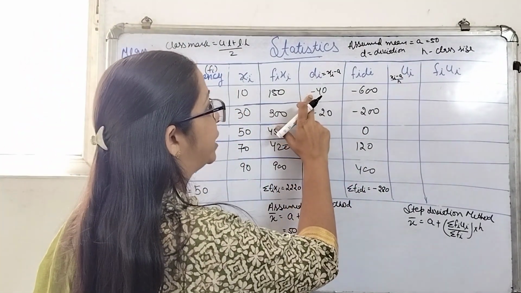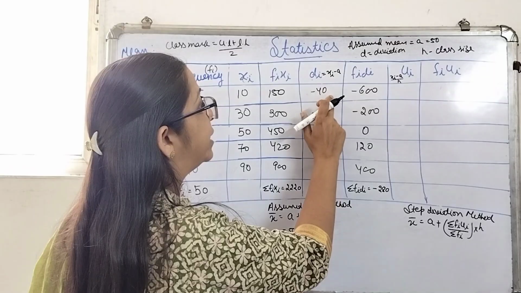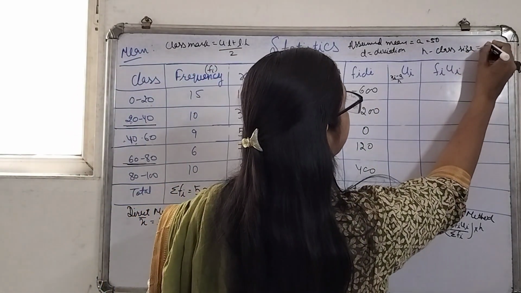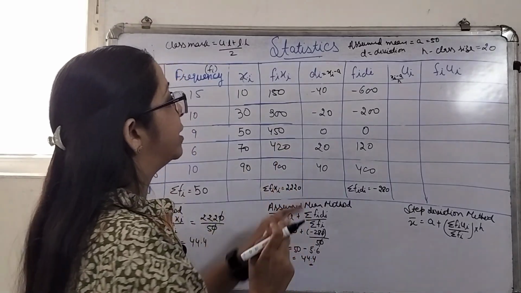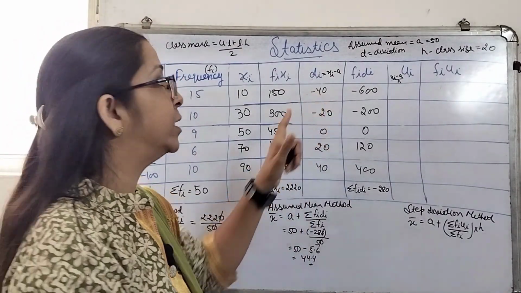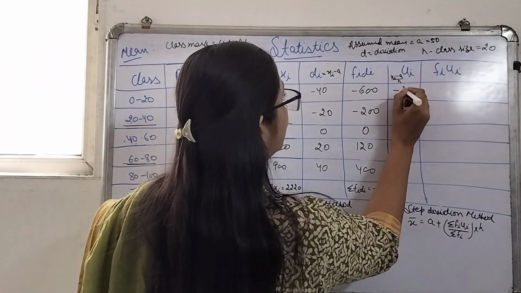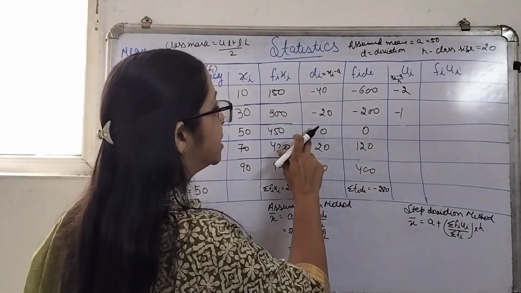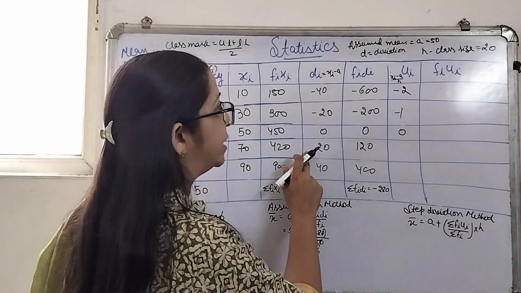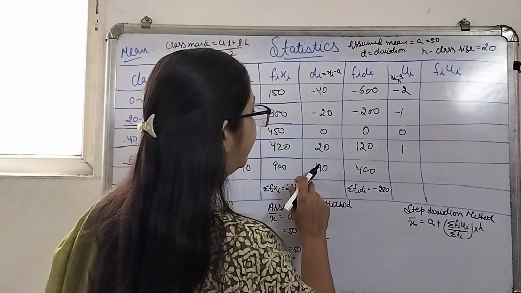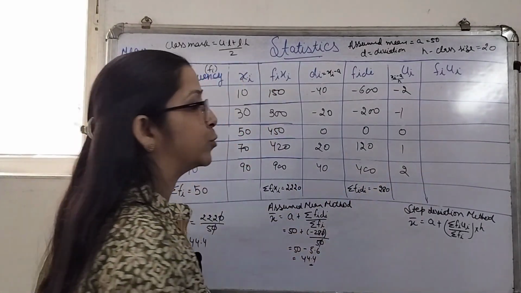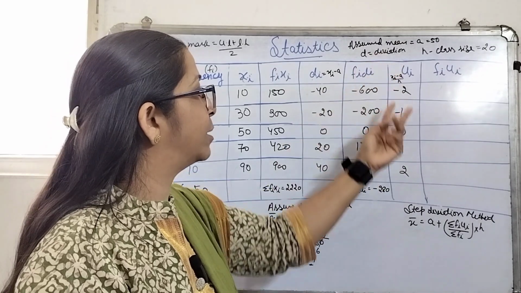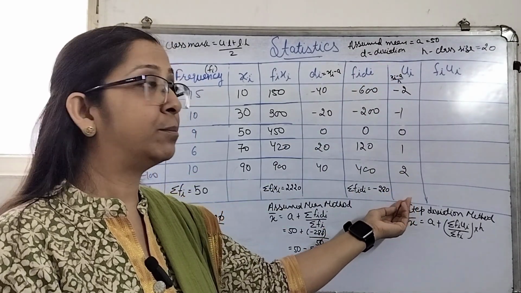So minus 40 divided by 20, over here your class size is 20, that means the value of h we have taken as 20. If we divide minus 40 by 20, we get minus 2, minus 20 divided by 20 is minus 1, 0 stays 0, 20 divided by 20 will be 1, and 40 divided by 20 will be 2. So these are the values of ui. You can see the numbers have reduced to such small numbers now.